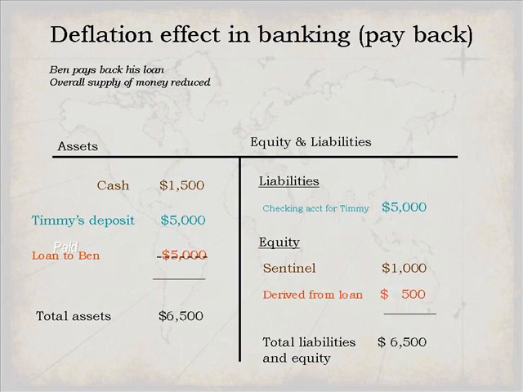When the loan is paid, we wipe off $5,000 from the asset side of the bank. We did get paid our $500 worth of interest for the loan, as reflected in the $1,500 of cash, and we have additional equity available as well. But if you notice, the total amount of money in that economy, which was before $11,000, is now $6,500.